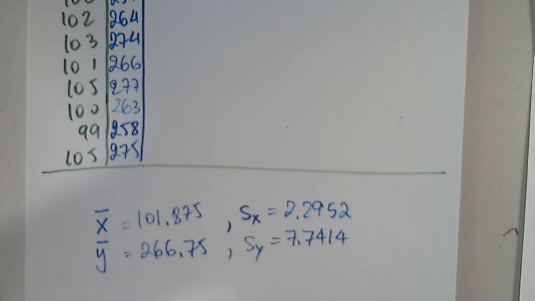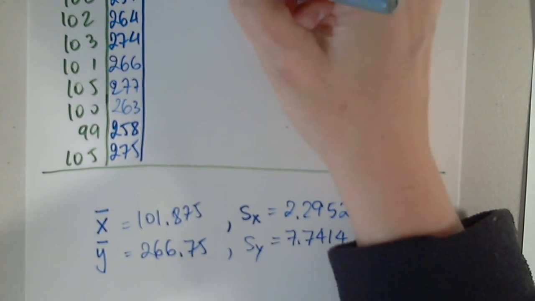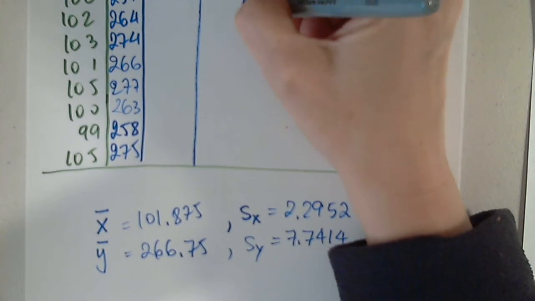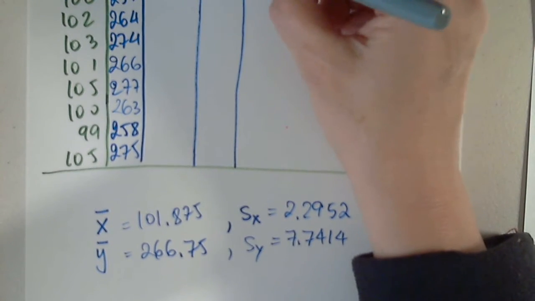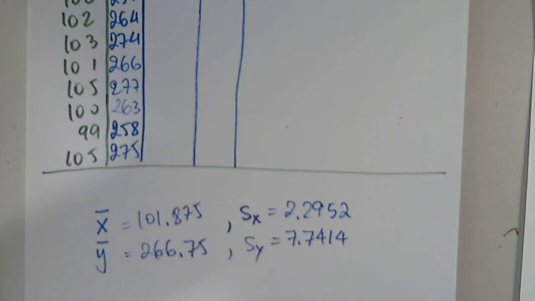Okay. So now the next step is to determine the z-scores. So z for x, z for y, and then multiply them accordingly. Z for x times z for y. Ready?